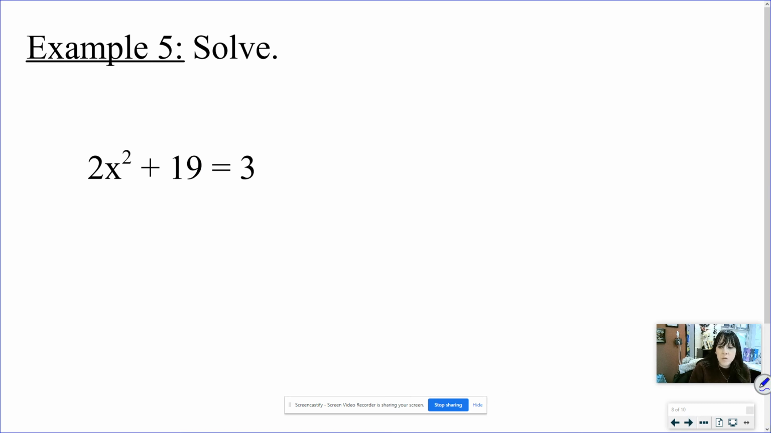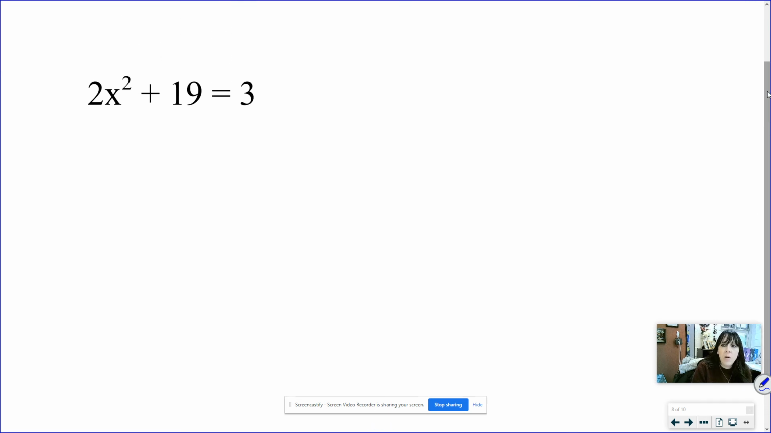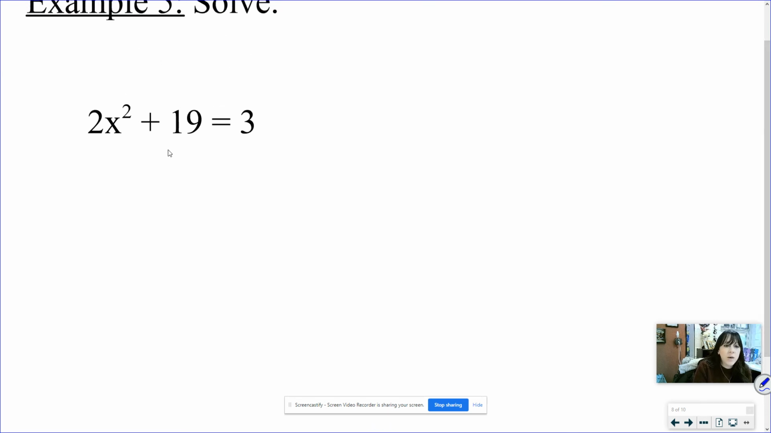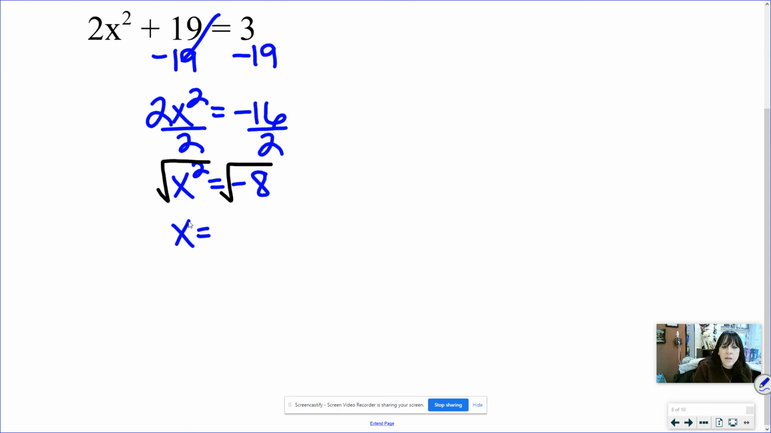Okay, one more question. And this one at first glance looks like it's totally unrelated to imaginary numbers. But bear with me, I want to show you what happens here. So if I'm just going to go through and solve this equation, we're going to subtract 19. We're going to get 2x squared equals -16. Divide by 2. Right? Everything looks fine so far. And then we get to this step. And in order to undo the squared, we would have to square root both sides. And that's going to create an imaginary number.